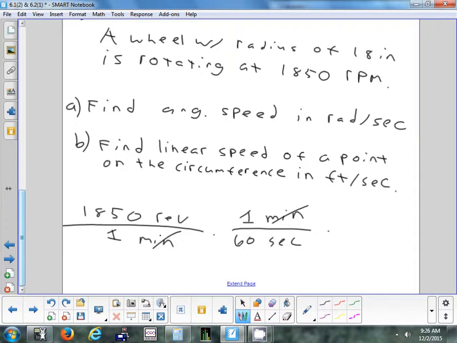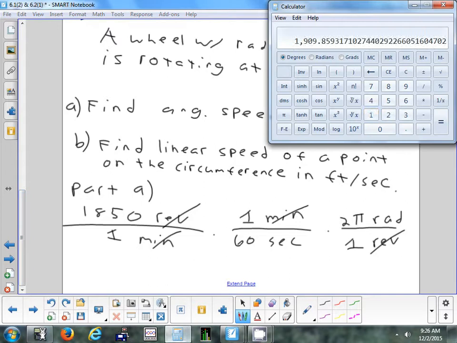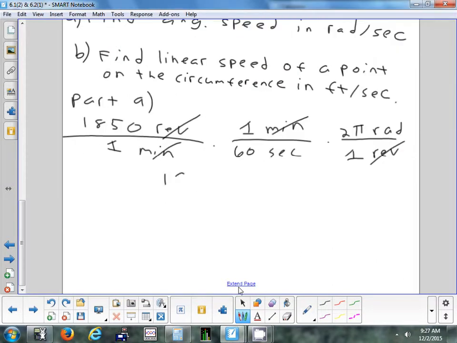Okay, and now we need radians. Where's revolutions going to go? Bottom. And in one revolution, how many radians? 2 pi. Okay, and that's it for part A. Just multiply it out. So we have 1850 times 2 times pi, and then divide by just 60. Yep. So it's 193.73 radians per second.